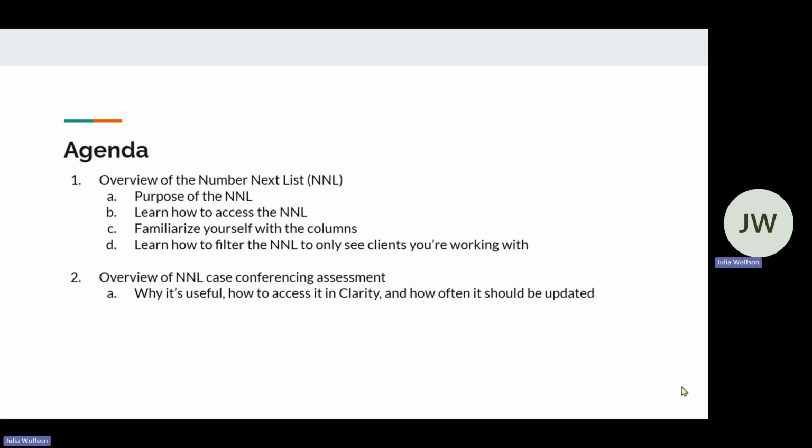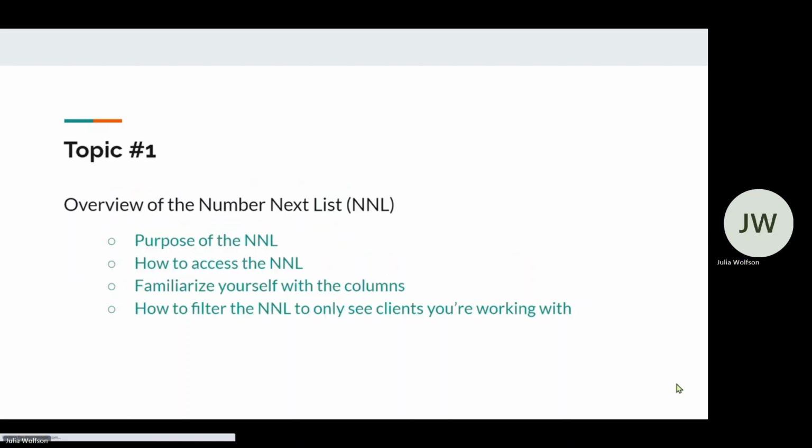Here's our agenda for today's session. I'm going to first do an overview of the Number Next List: the purpose of the Number Next List, learning how to access it, familiarizing yourself with the Number Next List columns, and learning how to filter the list to only see the clients that you're working with. The second topic will be an overview of the Number Next List case conferencing assessment. I'll cover why it's useful, how to access it in Clarity, and how often it should be updated.